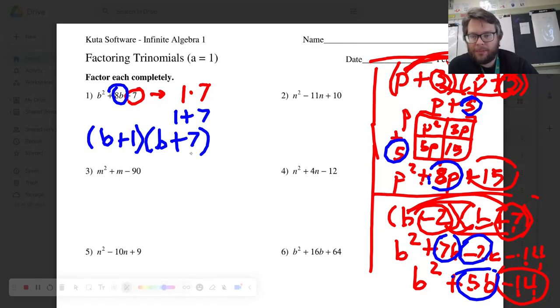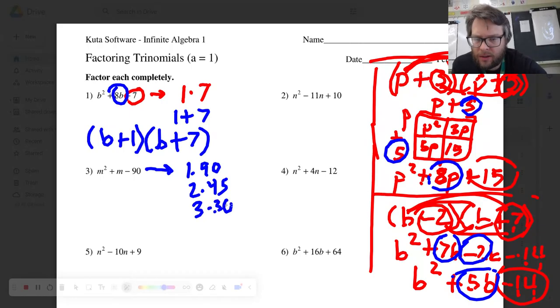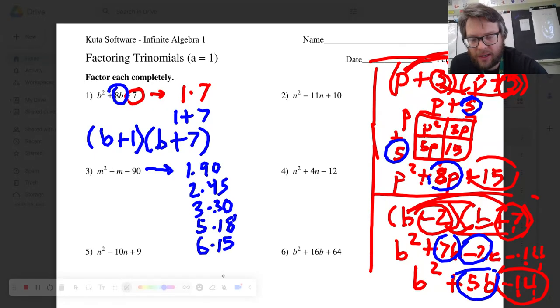I'll do a few more examples here. Look at number 3. How can I multiply to get negative 90? I could do 1 times 90, 2 times 45, 3 times 30, 4 doesn't go in there, 5 goes in there 18 times, 6 goes in there 15 times, 7 and 8 don't go in, 9 goes in there 10 times.